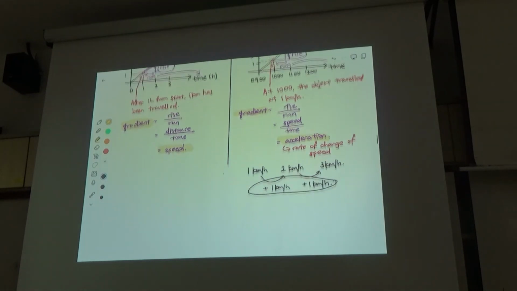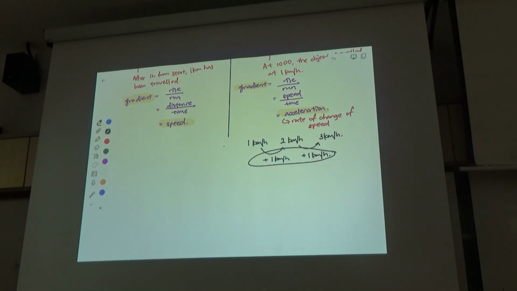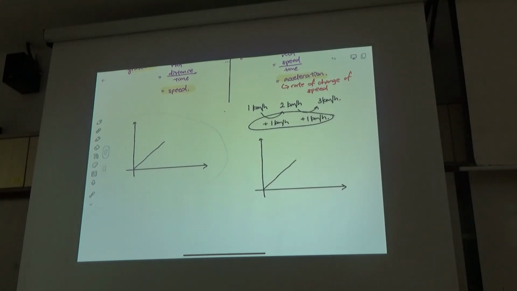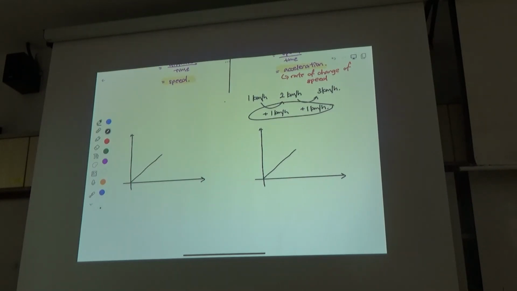So let me just scroll up. All these are written in your notes already. I'm just trying to illustrate it. So I'm still having my distance time graph and my speed time graph. So now looking at area under the graph. So this is my distance time, and this is my speed time. So area under the graph.